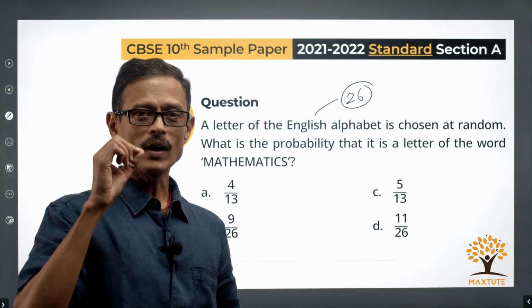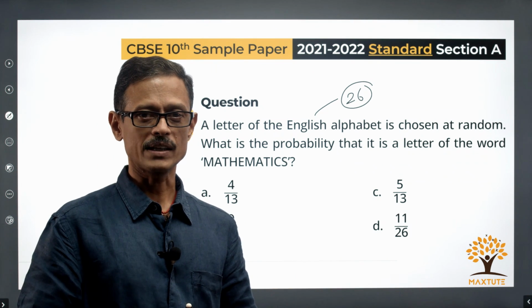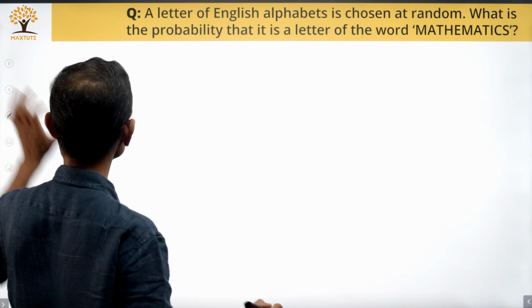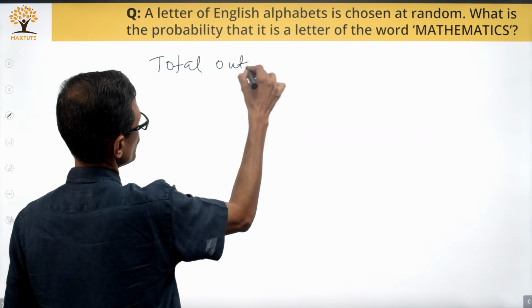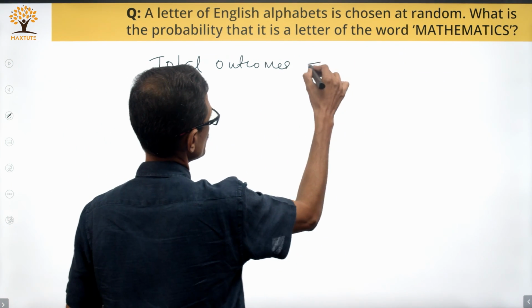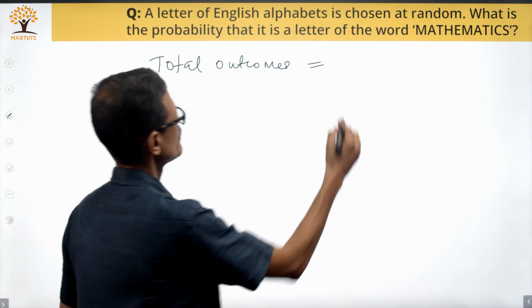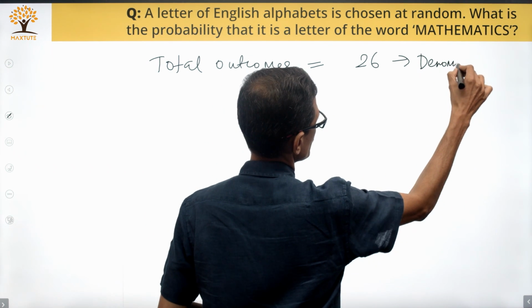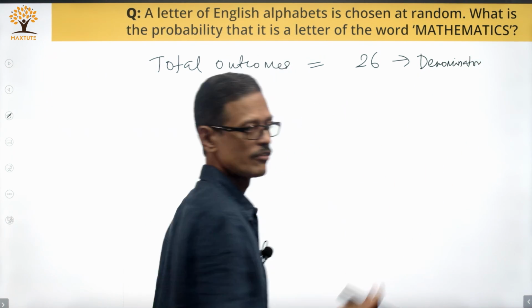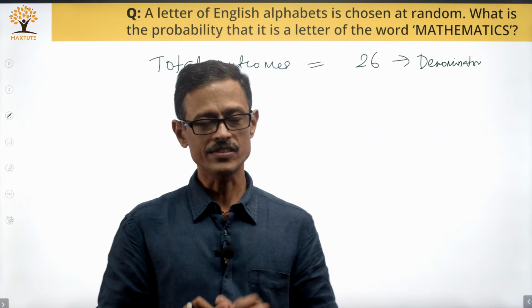So, we are selecting one letter out of the letters of the English alphabet. The total number of outcomes is the number of ways in which you can select that one letter. So, total outcomes is equal to the number of ways of selecting one letter from 26 letters, which can be done in 26 ways. This actually is going to be the denominator of our answer, right? The total number of ways in which you can select one letter from the letters of the English alphabet.